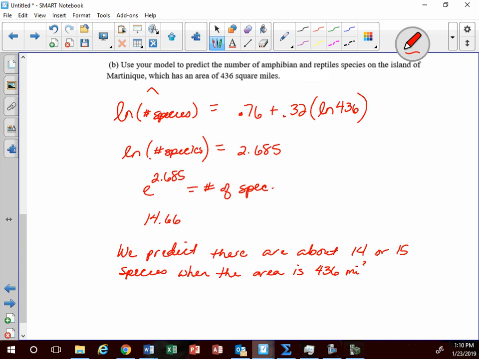So guys, I'm just putting it back in context. We're predicting there's about 14 or 15 species when the area is 436 square miles, okay?